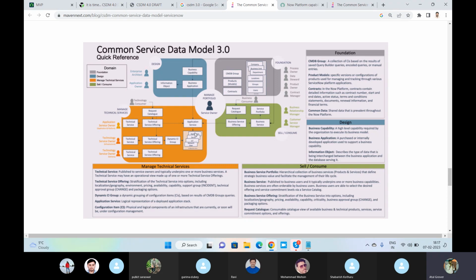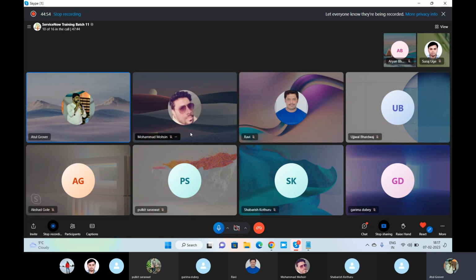And last, you can see here services, sorry, CI, configuration item, which we're going to discuss in depth tomorrow. The only purpose of telling you this concept today is so that in an interview you get an idea that someone can ask you about these things as well, and you should be aware that you have heard these concepts.